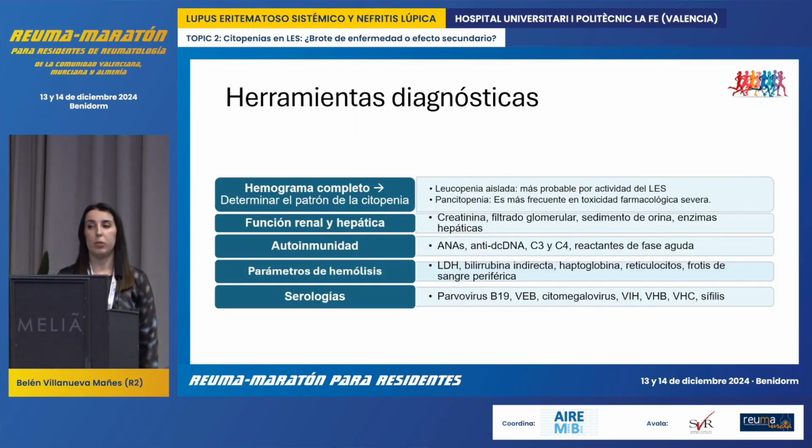We would request a complete blood count to assess the pattern of cytopenias, liver function, autoimmunity markers, as well as acute phase reactants, hemolysis parameters, which I've also mentioned earlier, and serologies for parvovirus B19, Epstein-Barr virus, and cytomegalovirus. Hepatitis B, T-cell viruses, syphilis.